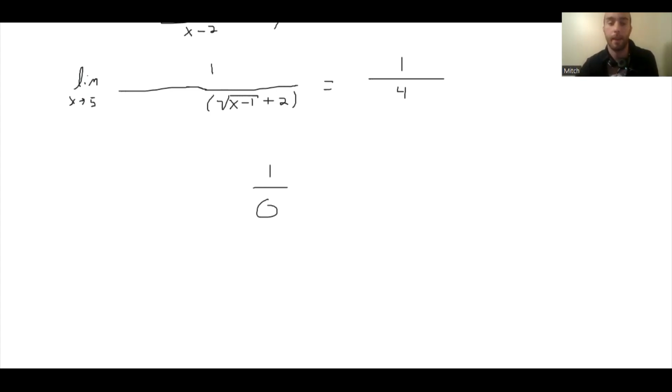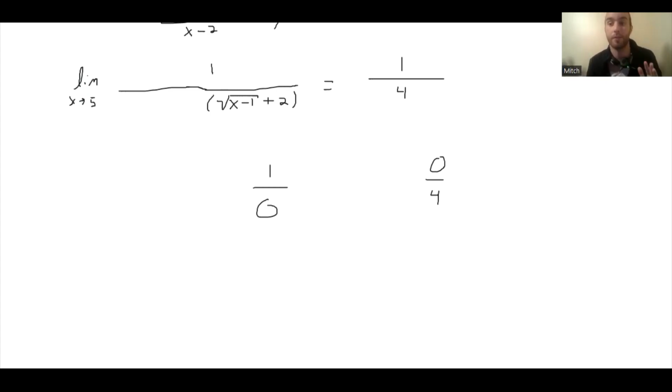And then people will also get kind of tripped up when they get 0 in the numerator, but then something like 4 in the denominator. That's not a problem either. That's just 0. When you get 0 in the numerator and non-zero in the denominator, then boom, you have your answer. It's just 0.